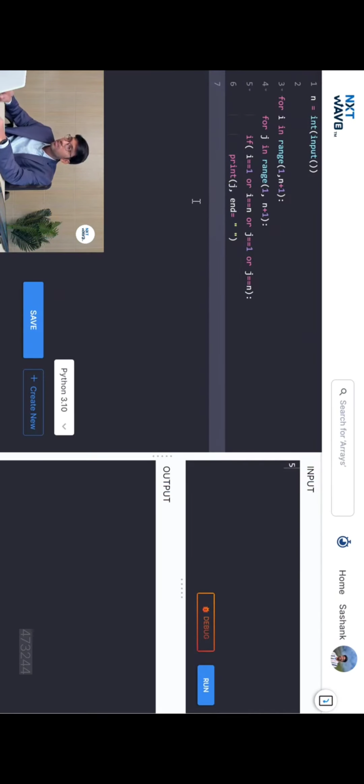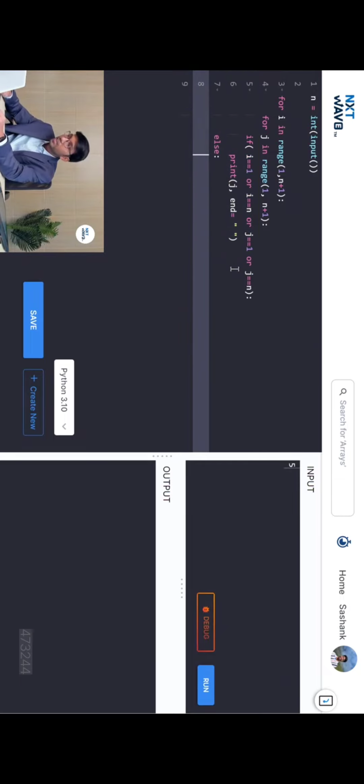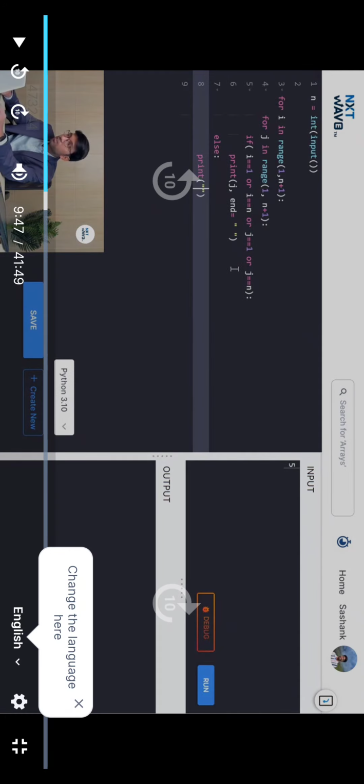Okay, if you are on the border, we'll print the number. If you are not on the border, that is else, in that case, we just need to print 2 spaces.